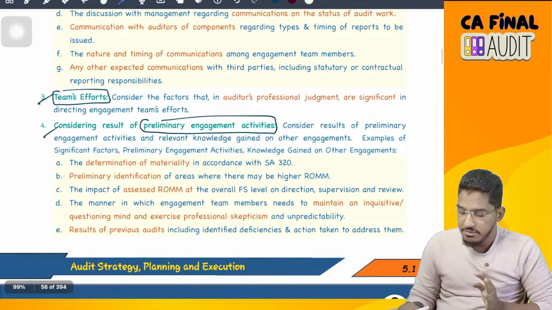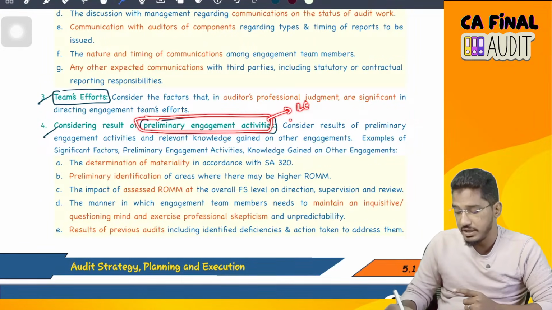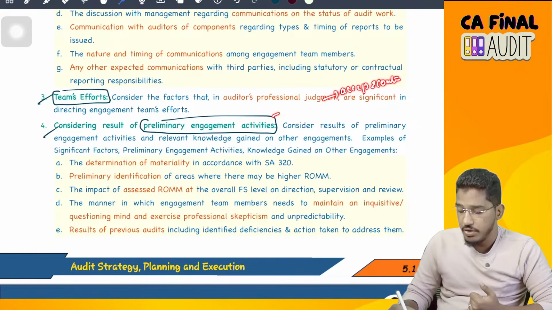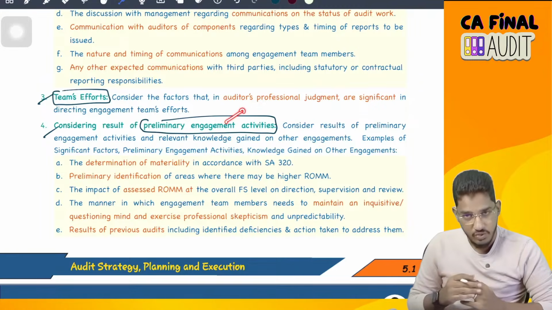Then comes the fourth aspect. You need to consider results of preliminary engagement activities. As I was saying, you would have performed the preliminary engagement activities, like you would have drafted the engagement letter, you might have communicated with the previous auditor, and also you would have determined the factors regarding acceptance and continuation of client relationship. So all these activities will fall under preliminary engagement activities. From that, you have got some information, use that.